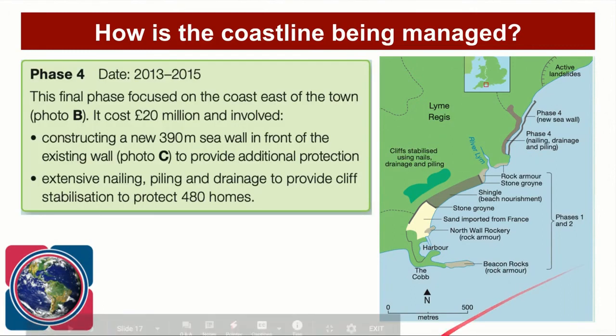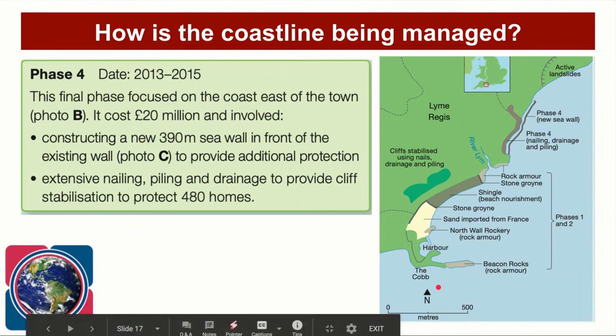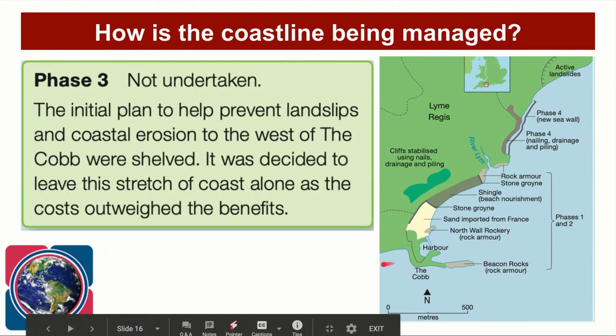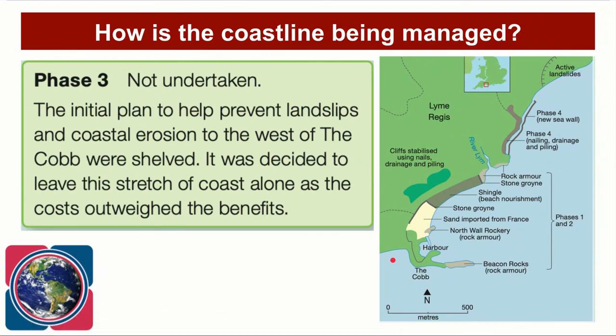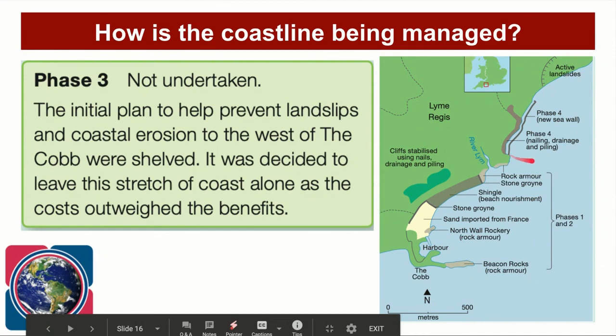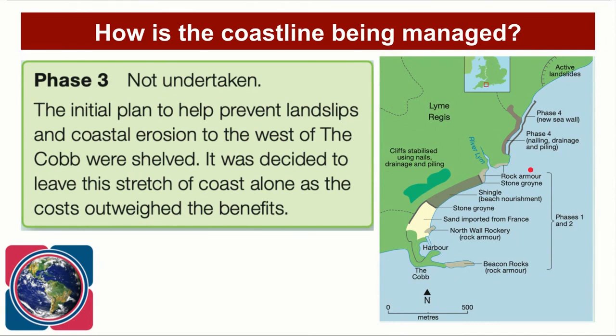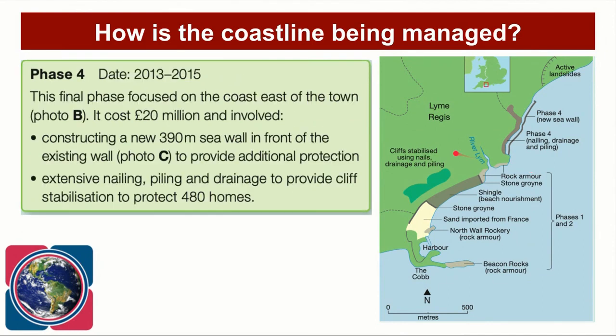Then we move on to phase three. Now, phase three was to prevent the landslips to the west. So, you know, we're moving down to this area down here from the Cobb, but unfortunately they shelved those processes. So they decided that it was far better to focus on this area, which we can see up here within phase four. And that kind of gives you a little bit of an insight into the decisions that lots of these planners have to make. It's not easy to make these decisions. You've got to weigh up the costs and benefits of doing all of those different strategies.